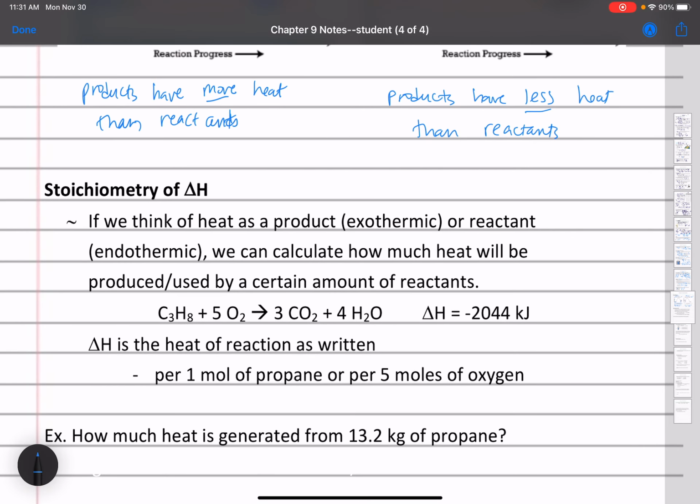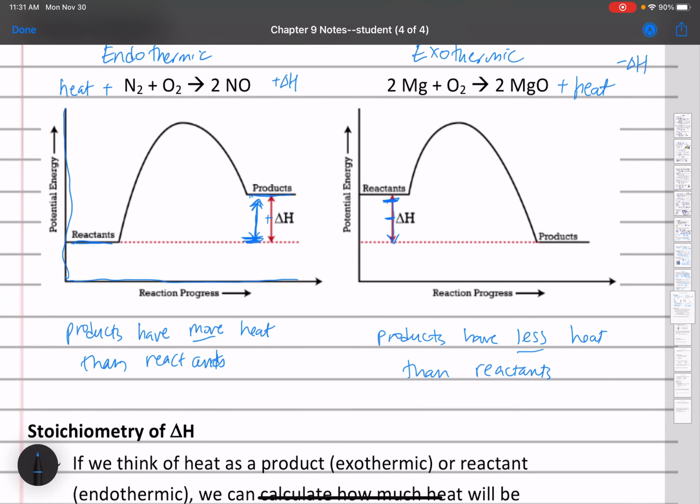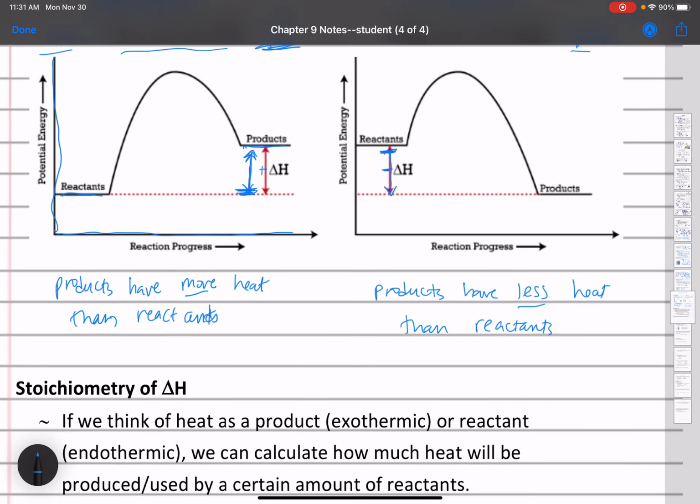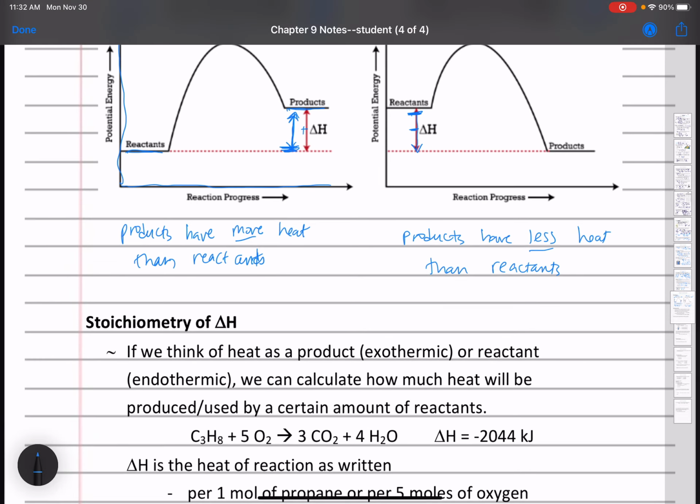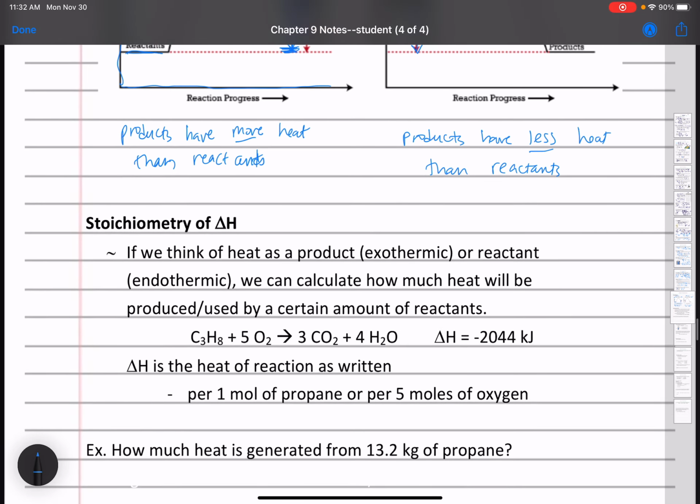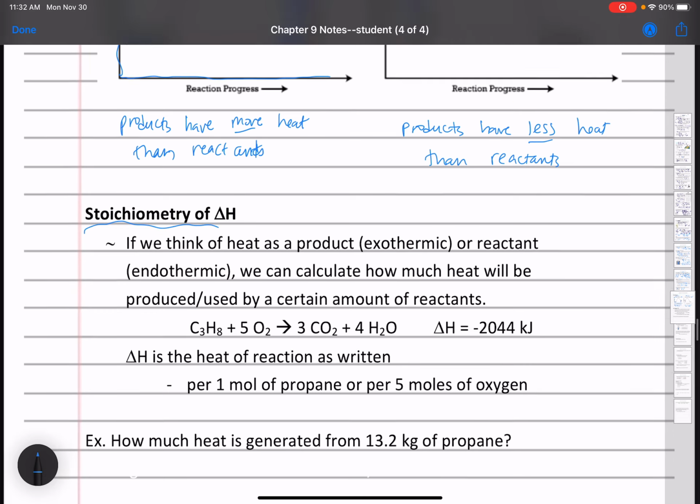So if we know the heat of a reaction, the heat of a reaction is going to be the heat for the reaction as it's written out. And we can use reactions really as recipes, right? If we think of heat as being another reactant or a product, then we can figure out how much heat we need to make a reaction go, or how much heat a reaction will produce. And that is called stoichiometry. We can do stoichiometry of enthalpy.